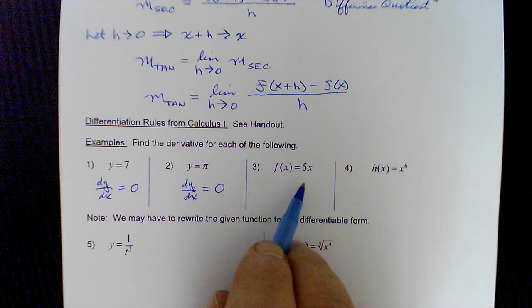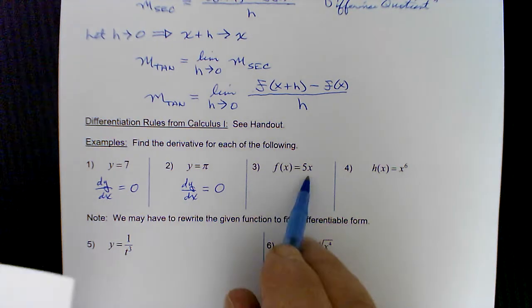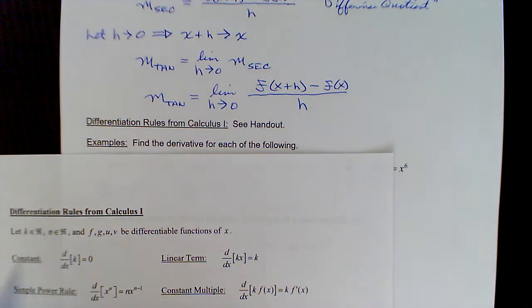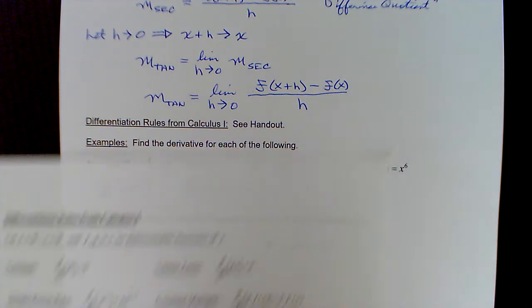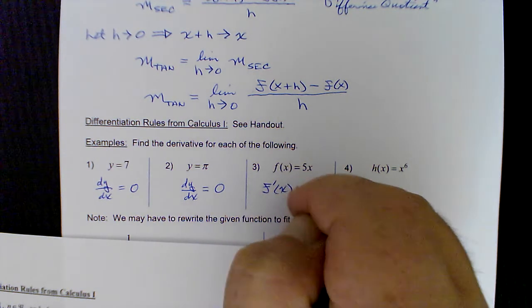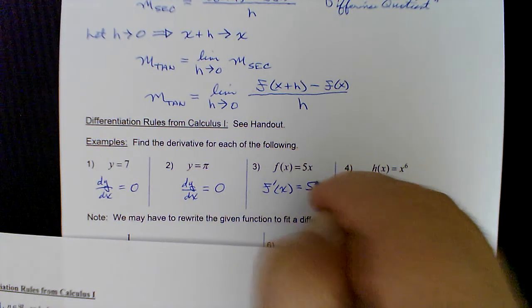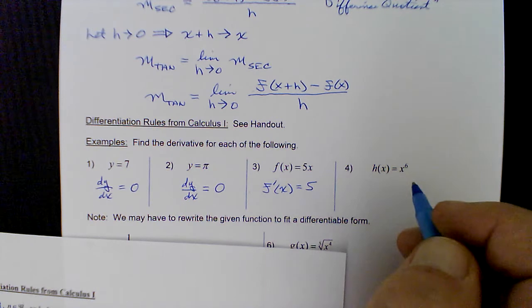But then in question 3, we get to what I call the linear term. When we differentiate a linear term, as you can see by the formula, the derivative with respect to x of k times x, remember we said k is a real number, is just equal to k. And that makes sense because it's of the form mx, or mx plus b, and we know m is the slope, so f prime of x is just going to be the derivative of 5x, that is just going to be 5. Okay, then we get to what I call the simple power rule.